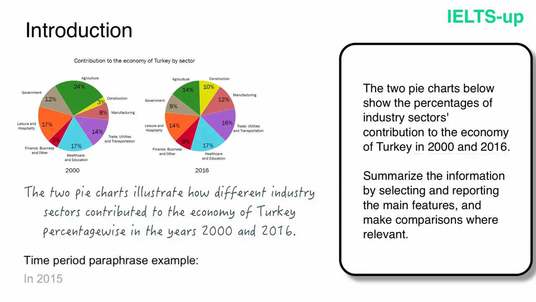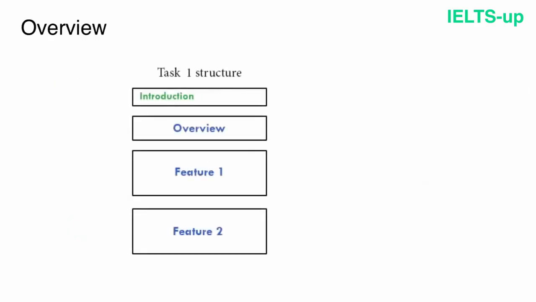And you can also paraphrase the time period expression in such a way. For example, in 2015 will become in the year 2015. In 2015, 2016 and 2017 will become in the years 2015, 2016 and 2017. Okay, that's all with our introduction. It is clear and specific, so when the examiner starts reading this essay, he will easily understand what our pie chart is all about. When we have finished the introduction, we have to move on to the general overview paragraph.